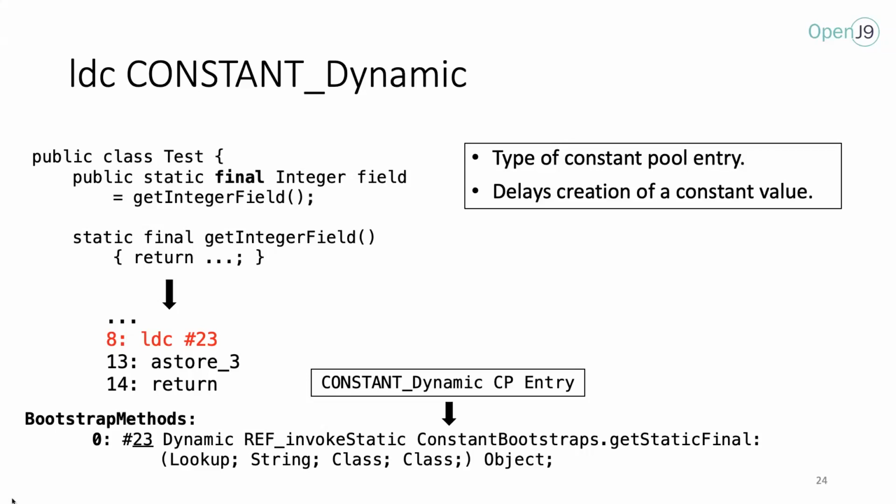The example over here has a class test, and in this class we have a final integer field, which is being set via a method called getIntegerField. The constant dynamic is defined via the bootstrap method at the bottom. And if we call an LDC on this constant dynamic constant pool entry, it's going to evaluate the value of the field, the final field shown in the example.